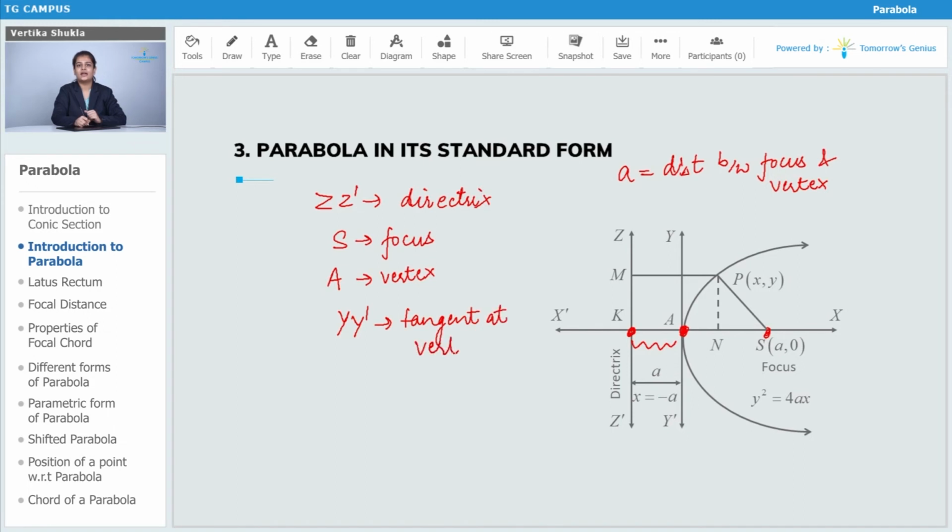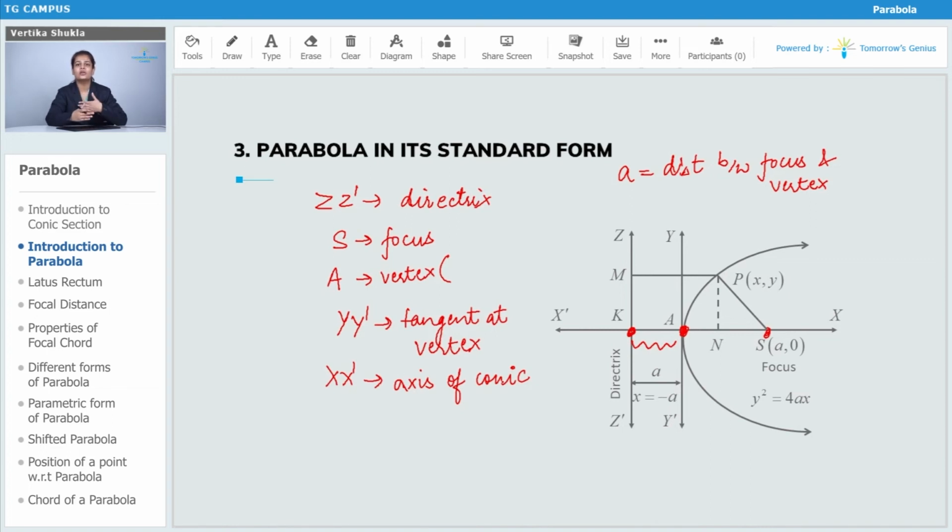It is known as the tangent at vertex. Okay, vertex can also be defined as, before defining that, let me discuss that xx dash is known as the axis of the conic section. Axis of conic. Okay, so axis is basically a line about which our conic is symmetric. So if you see above the x-axis and below the x-axis, you can see symmetry in the conic. Okay, so xx dash, which in this case is your x-axis, is known as the axis of the conic. Okay, yy dash is known as the tangent at vertex.